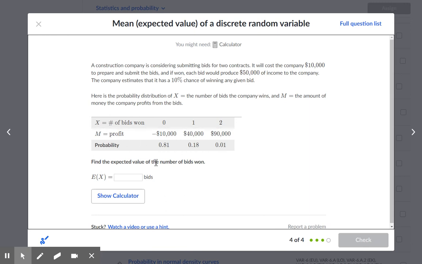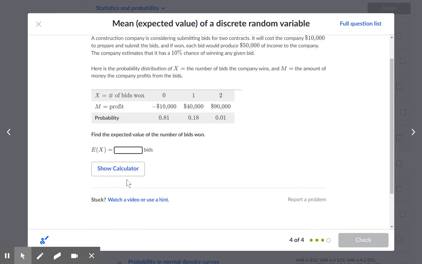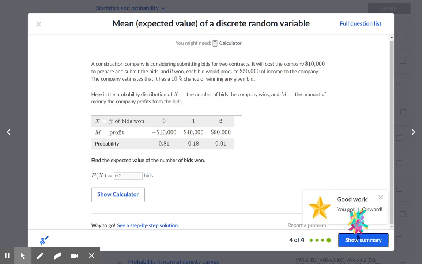They ask for the expected value of the number of bids. So it's not about profit, it's about bids. Same thing, go to stat, edit. I have my values 0, 1, 2. I just need to change my probabilities: 0.81, then 0.18, and then 0.01. So stat, calc, one-var stats, L1, L2, 0.2 bids.